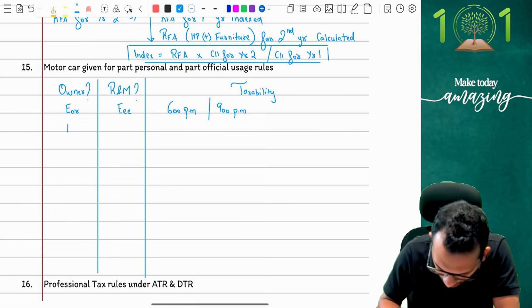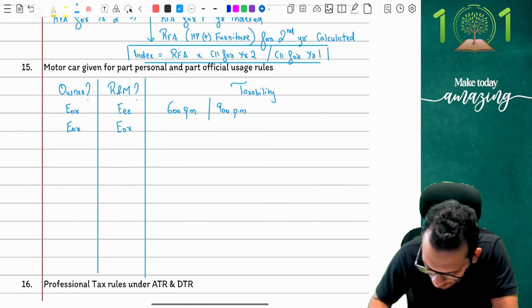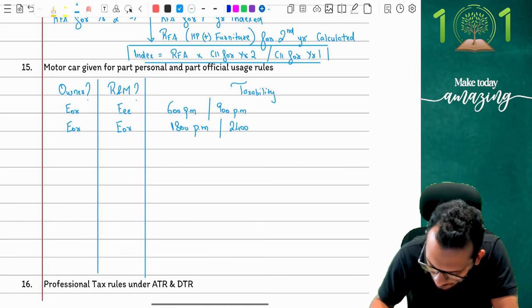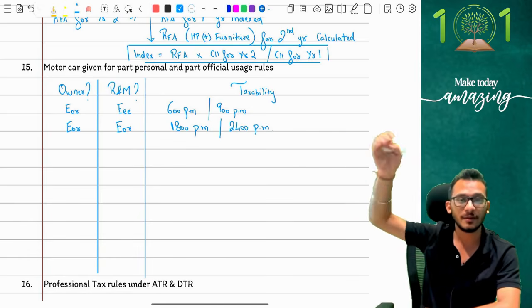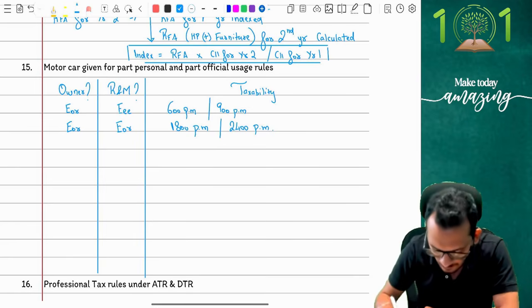Next, I'm going to say, if the car is owned by the employer and the running and maintenance is also borne by the employer, income tax says simply tax 1800 per month or 2400 per month. Now, I am assuming you know why it is 1800 and 600, 900 and all, people. The 1600cc condition is there. So I hope you get that right. Yes. So that is what the understanding is.